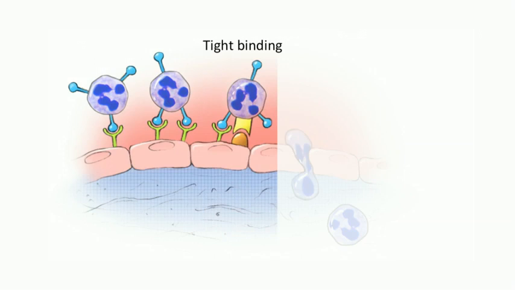The next step is tight binding, which involves some surface receptors called ICAM1 on the endothelial cells and another receptor called LFA1 on the leukocyte. LFA1 is part of a family of cell surface receptors called integrins, which help the cell to attach to external things such as other cells or to the extracellular matrix. You can remember that integrin helps the leukocytes integrate.